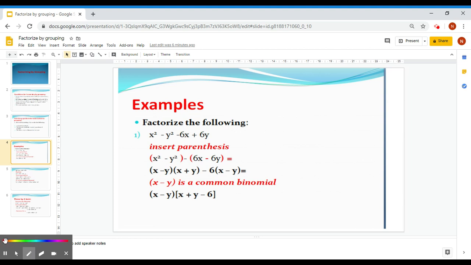So all of this is one term and this is one term. And we have a common binomial, which is x minus y. We factorize it outside and we will be left from the first term with x plus y and from the second term with minus 6, and we cannot simplify anymore.